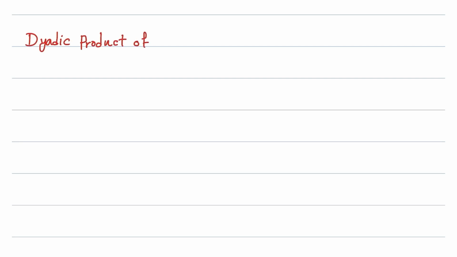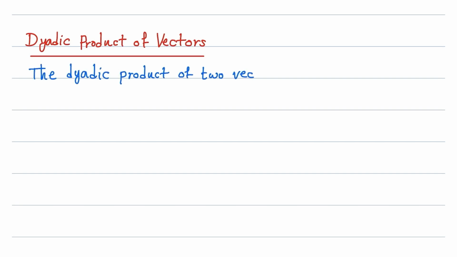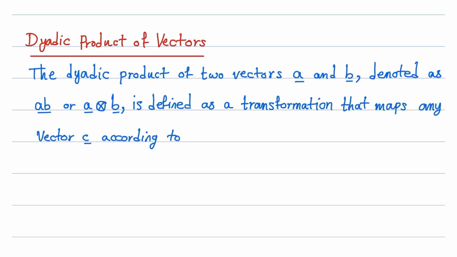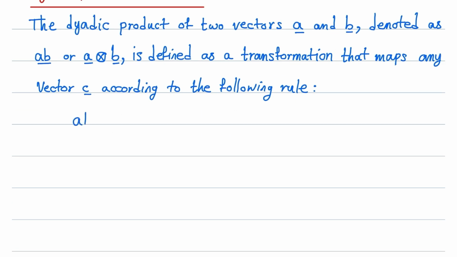Dyadic product of vectors. The dyadic product of two vectors A and B, denoted as AB or A dyadic B, is defined as a transformation that maps any vector C according to the following rule. The dyadic product of vectors A and B acting on vector C equals vector A multiplied by the dot product of vector B and vector C.